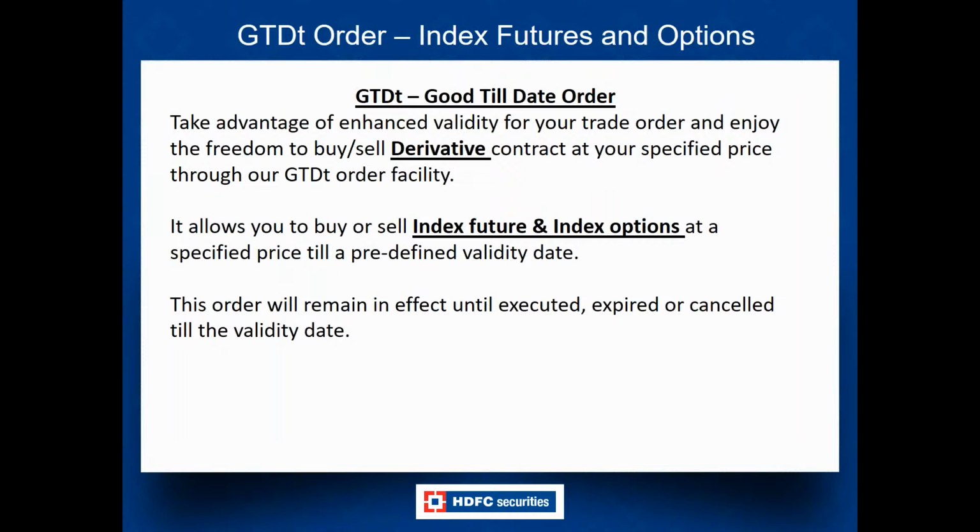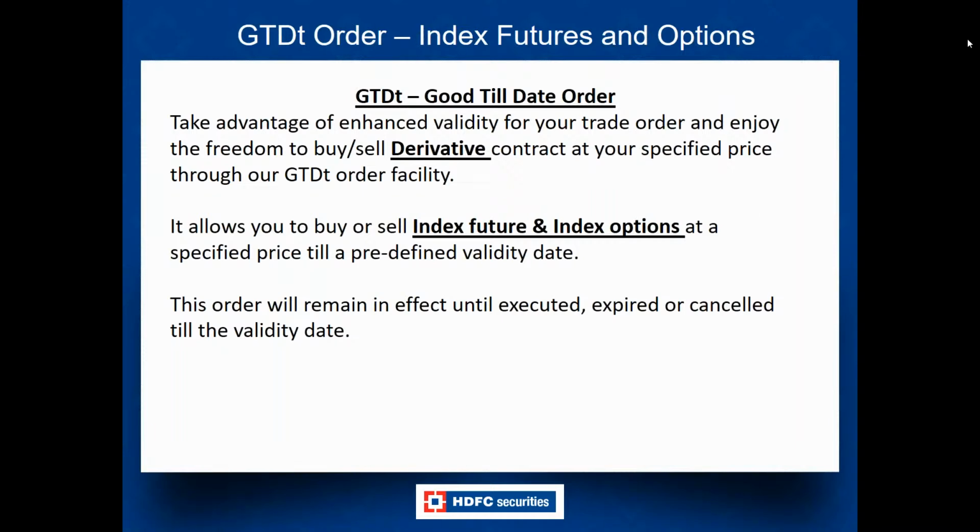Either way, the validity date maximum would be the expiry day. If you want to make these positions open, you can do it easily and select the validity date, and select the price you want to buy or sell particular index futures and index options, and the same can easily be placed through GTDt orders. So at that particular validity date, this order will remain open. If the particular price comes, your order will automatically get executed, or else it will get cancelled on the expiry day if it's not executed.